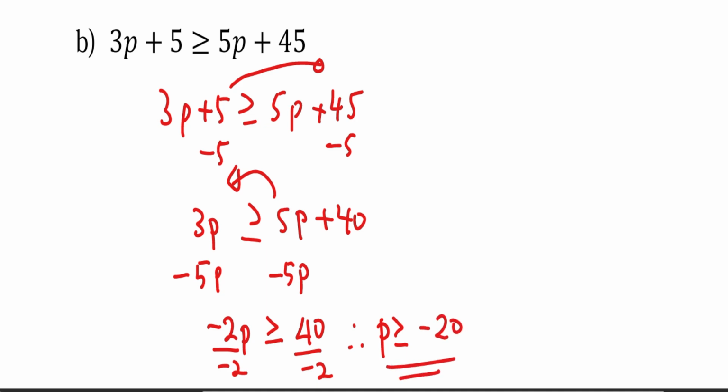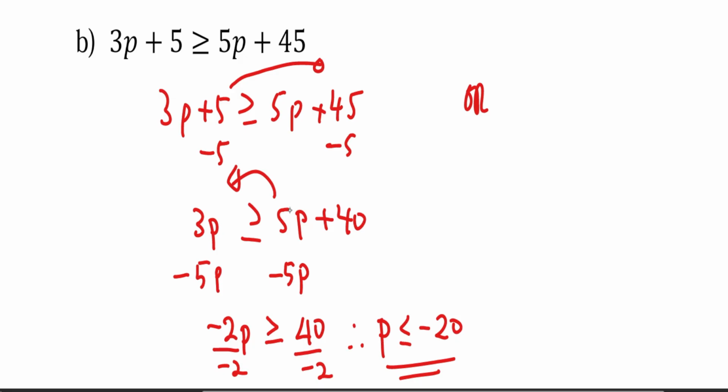Is it true? No. If you divide by a negative number, the inequality changes. So it goes the other way around. Instead of saying greater, it becomes p less than or equal to negative 20. But there's also another way of answering such a question.